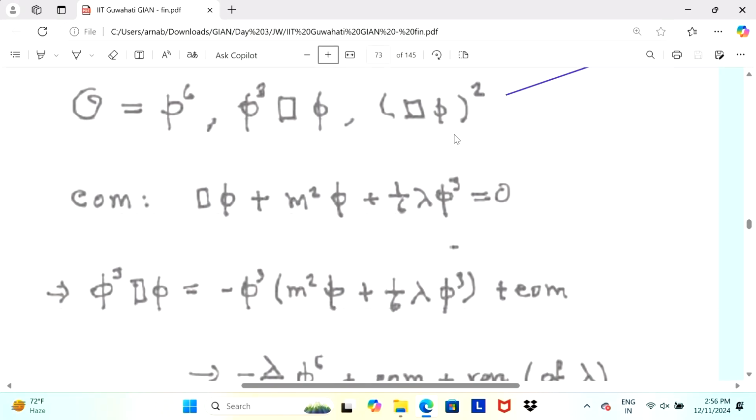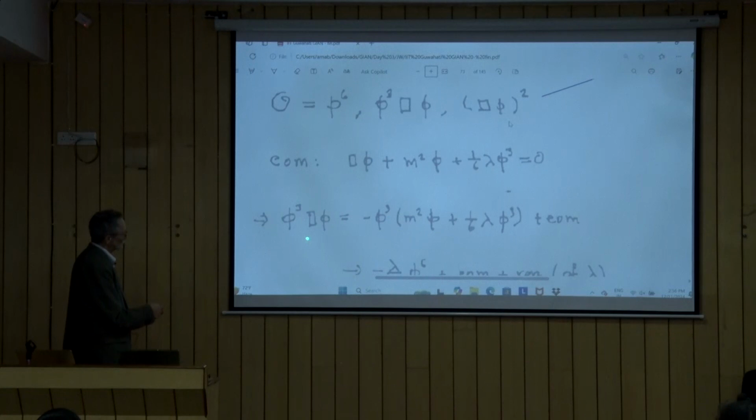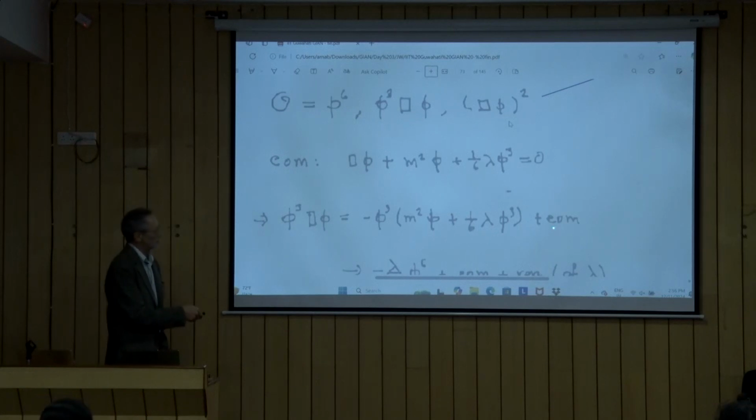What I mean by this plus EOM is the following: this squiggle here is a 3. If I transpose this to the left-hand side, you get phi cubed times box plus m squared phi plus 1/6 lambda phi cubed, which is phi cubed times the equation of motion. So the difference between this guy and this guy is a term proportional to the equation of motion. That's what this EOM means.